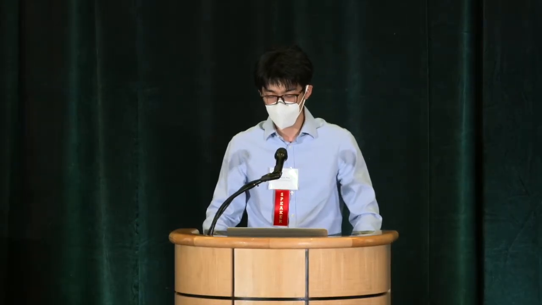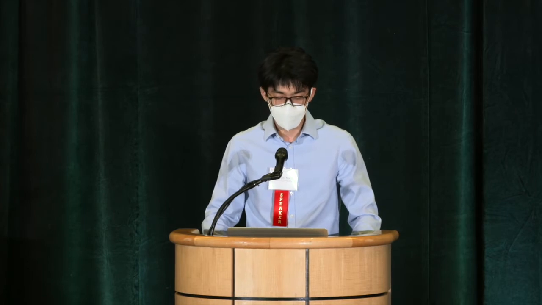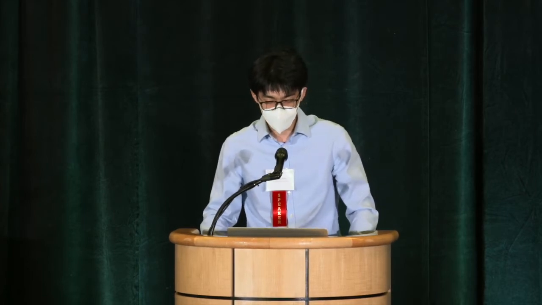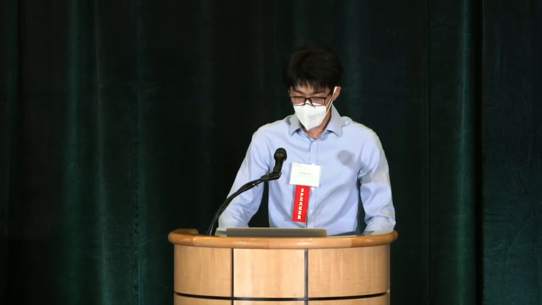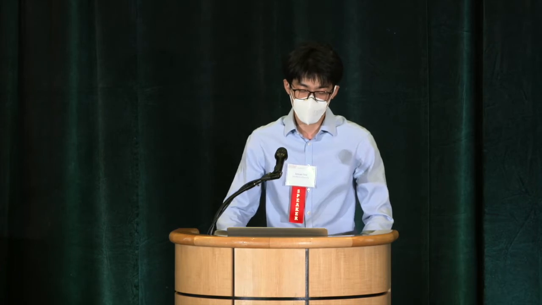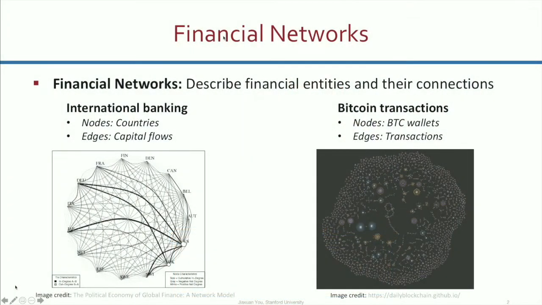In this talk, I will focus on the concept of financial networks. A financial network is a general language that can describe financial entities and their relationships. Here, I show two examples. In the first example, I show international banking, where we can view different countries as different nodes and the capital flows among the countries as the edges. In another example, Bitcoin transactions, we can view Bitcoin wallets as nodes and the transactions between these wallets as the edges.